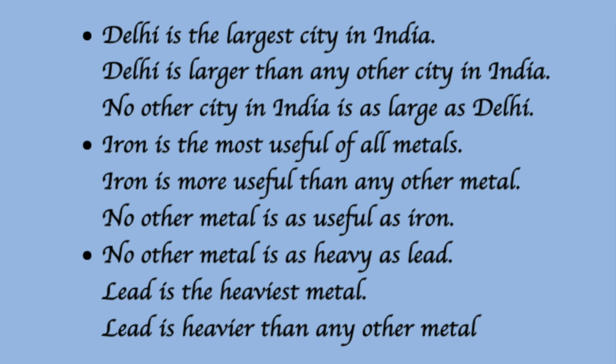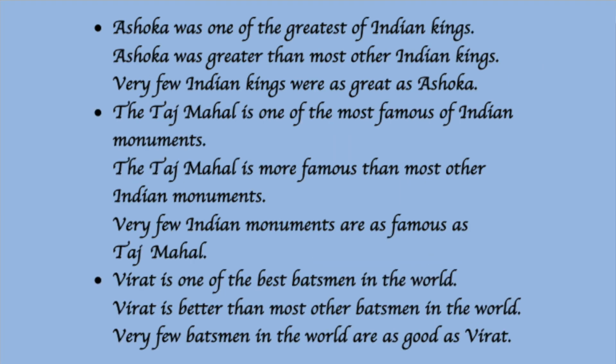Let's do a tricky question. Ashoka was one of the greatest of Indian kings. You know, this is a superlative degree because the est form of the adjective great. Here we use one of the greatest. That means there are other Indian kings as great as him. So we have to write the comparative form. If we use one of the in superlative degree, use most other in comparative and very few in positive.